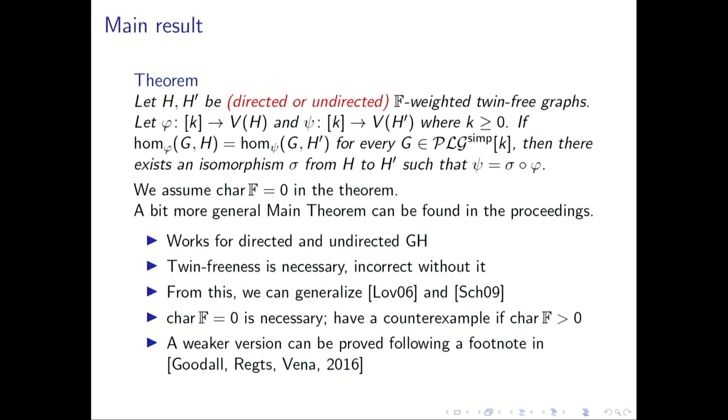So the following is our result. Roughly, it says that a partial graph homomorphism function uniquely determines the right-hand side graph up to a label preserving isomorphism. A bit more general, though a bit more technical, main theorem can be found in the proceedings. We note the following: it works for both directed and undirected graphs, works for an arbitrary field of characteristic 0, which includes complex numbers, and we only need to consider simple k-labeled left-hand side graphs.